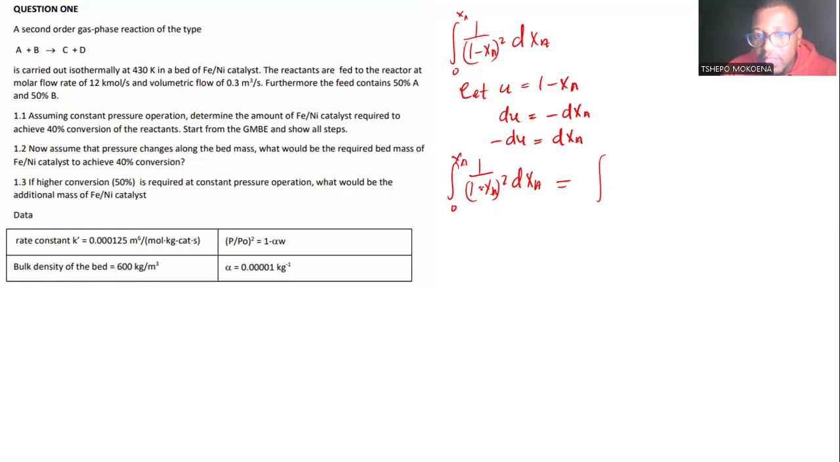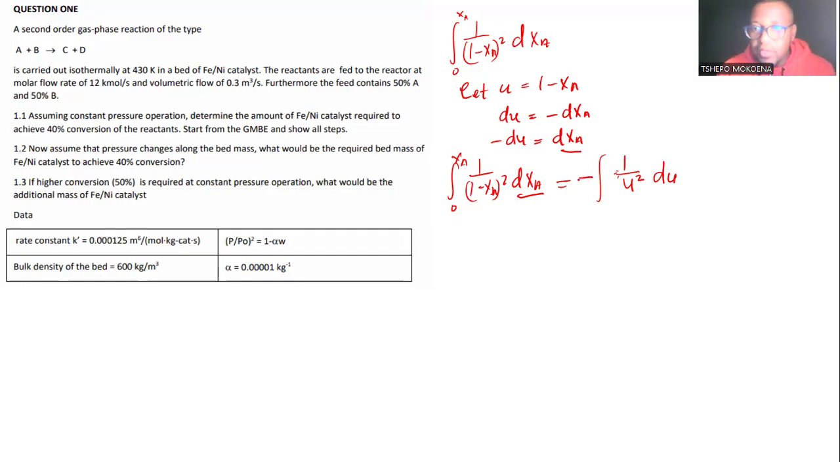Now this will be the same as the integral of where I see u, where I see 1 minus x, I'm going to write my u, right? So I'm going to write my 1 over u to the power of 2. And then where I see dx, which is this, I'm going to write negative du, but let me take that negative outside of the integral sign.